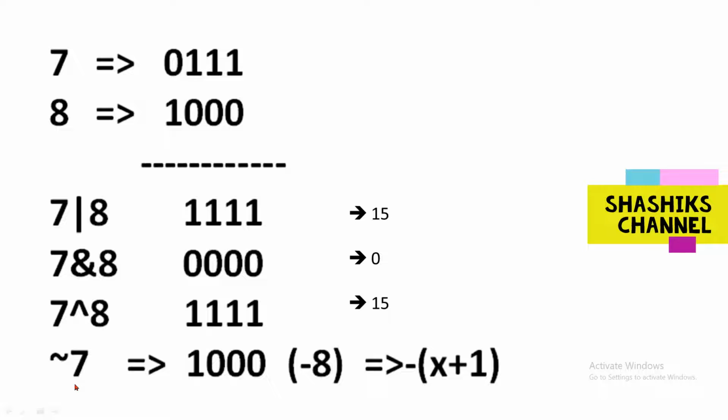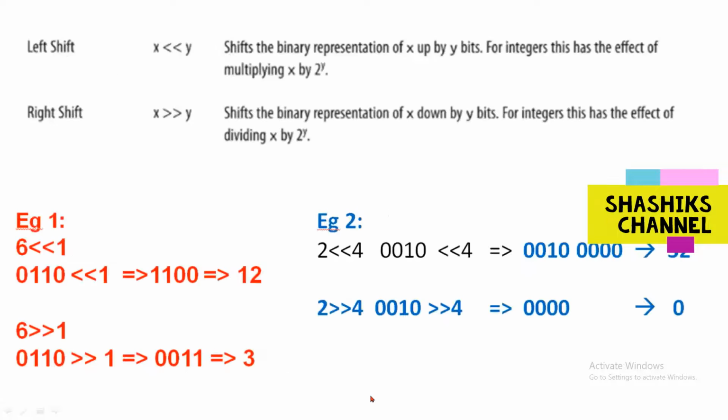Then when you apply the negation operation on 7, as I told before, the result would be 1, 0, 0, 0, because 7 would be 0, 1, 1, 1. So when you apply the negation operator, all the bits would be inverted. 0 would be converted to 1, 1 would be converted to 0, and we'd be getting minus 8 as the output. The last bitwise operator is left shift and right shift.